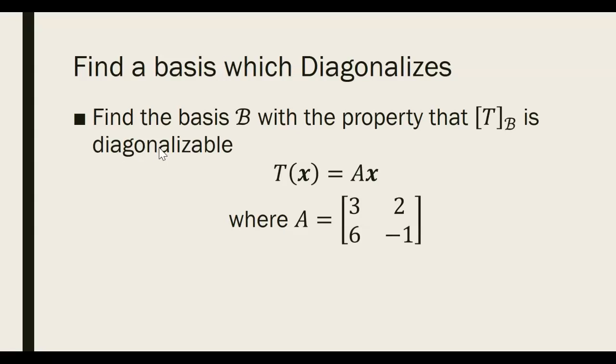So I want you to go ahead and find a basis with the property that the transformation with respect to that basis is diagonal. Maybe I should say it that way. The transformation with respect to the basis is diagonal. And let's let A be this matrix here. Go ahead and push pause and try to find the basis and the diagonal matrix.